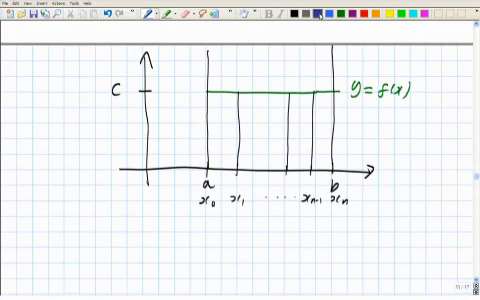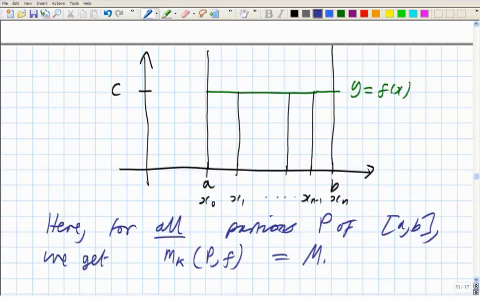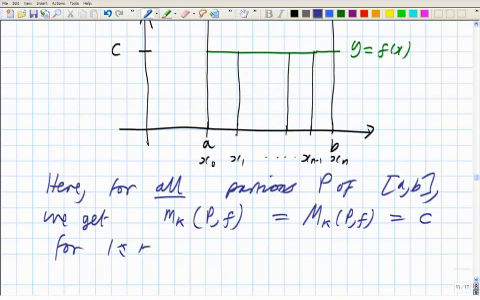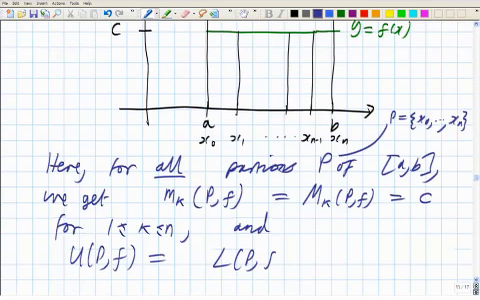So what happens, and you can check the details, for all partitions P, you get m_k of P, f, both of the m_k's are equal to c, which is, of course, the infimum and the supremum of the values on any of the subintervals. So that's for 1 ≤ k ≤ n. P is, as usual, x_0 up to x_n. And U(P, f) equals L(P, f) is always equal to c times (b minus a).